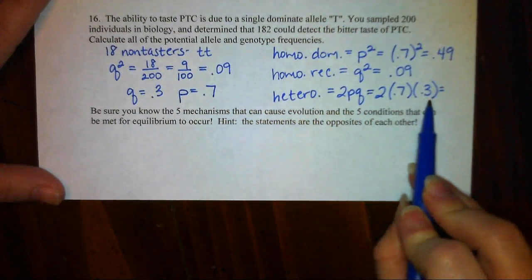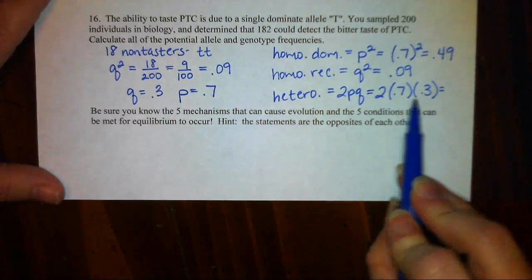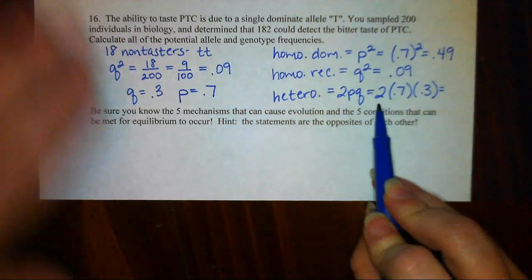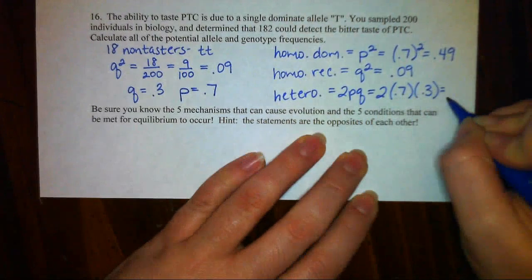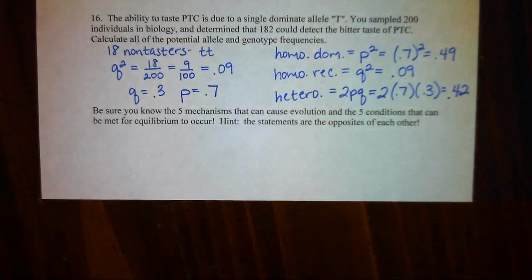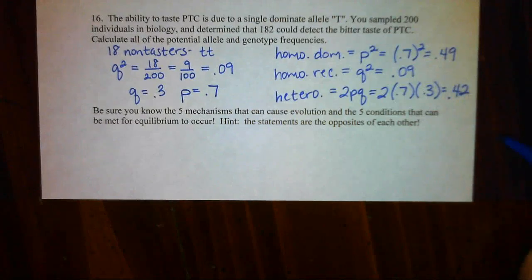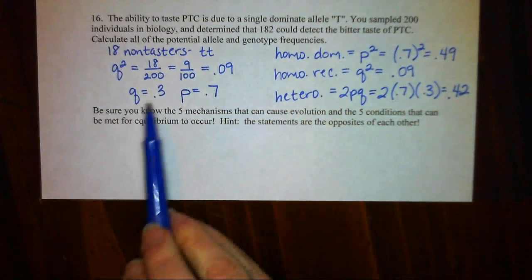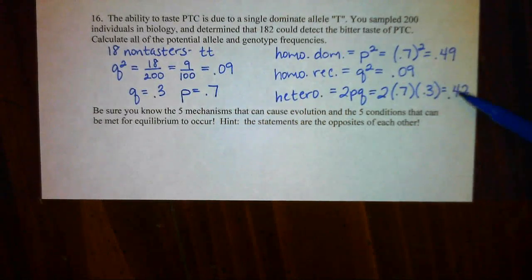7 times 3 is 21. So 0.7 times 0.3 is 0.21. I'm going to double that because I need to multiply it by 2. So the full term, 2pq, is going to equal 0.42. Or in other words, 42% of my population is heterozygous. I can check my math because these three categories should add up to 1. So my allele frequencies add up to 1, and my genotype frequencies add up to 1.